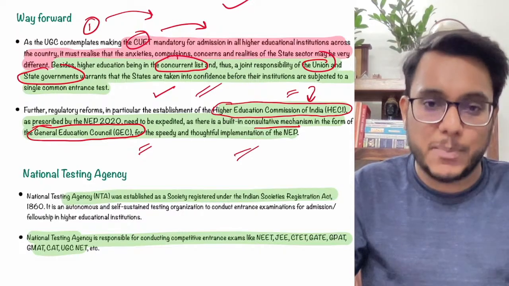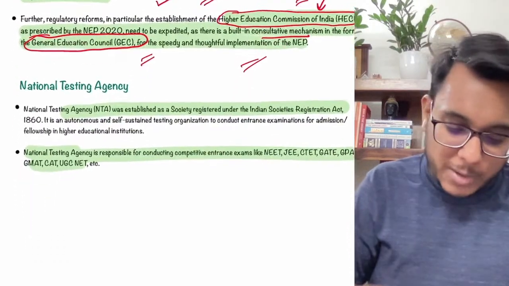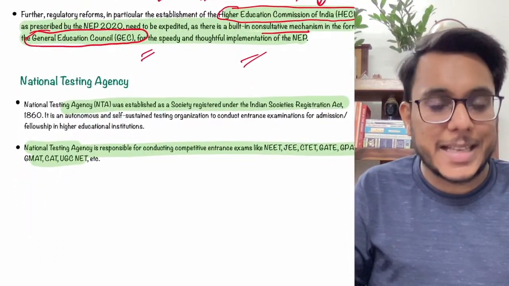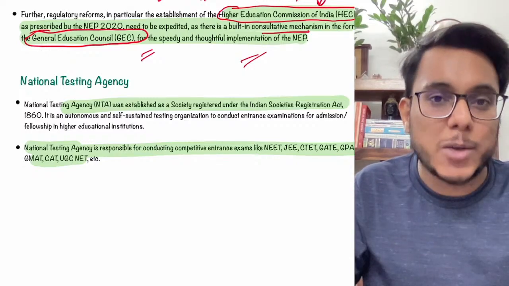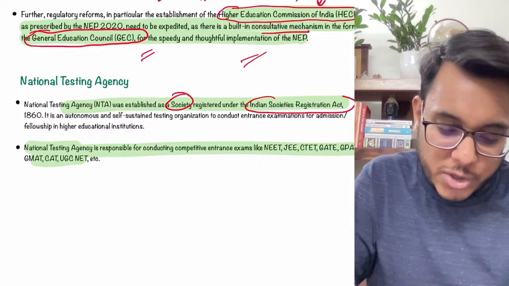Okay, so this is something that has been provided. So these are all, guys, the key takeaways from this particular article. When we talk about the NTA, what is this NTA? The National Testing Agency, which will be conducting the CUET test. It is a society registered under the Indian Societies Registration Act.